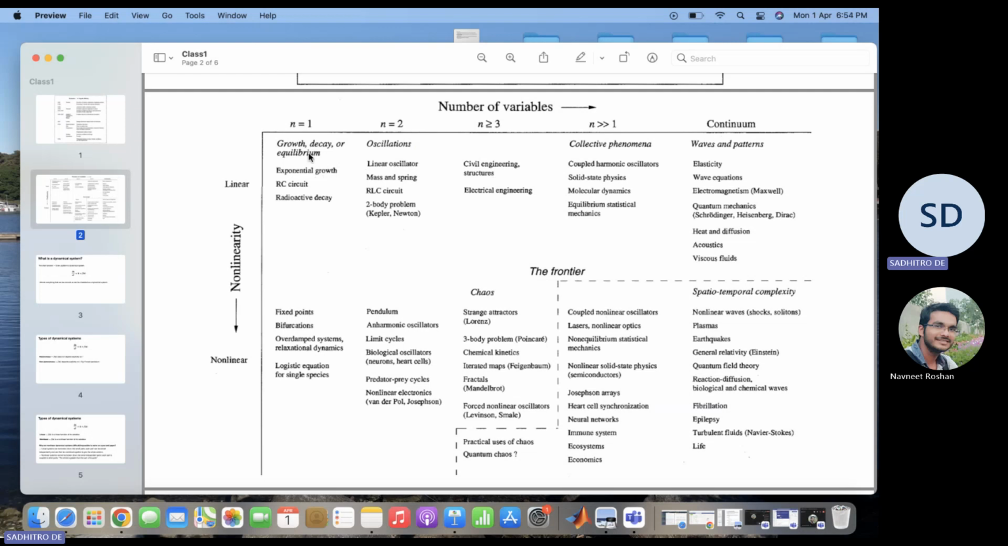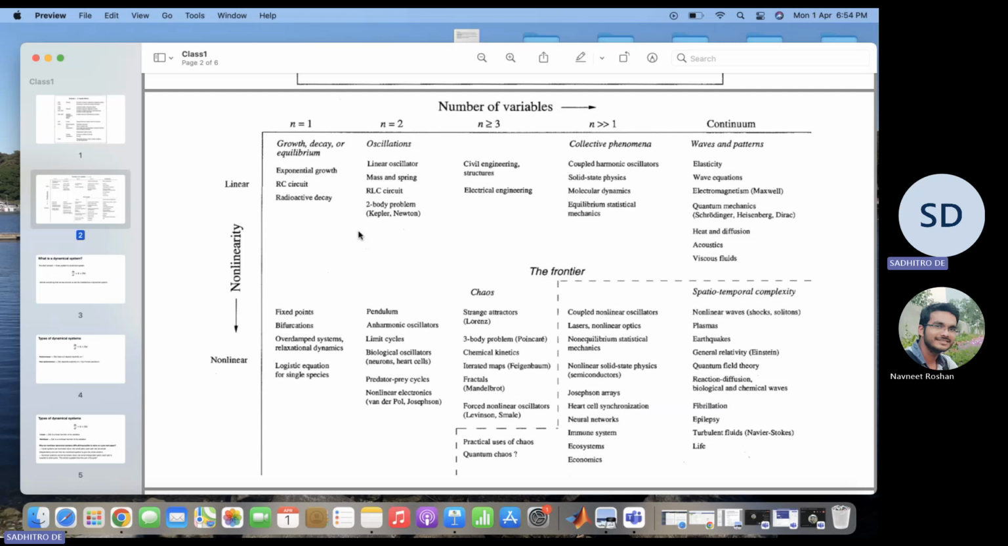For an n equal to 1 system, for example, you have exponential growth or exponential decay, like radioactive decay. In today's lecture we will see that one-dimensional systems can exhibit fixed points which can be stable and unstable, and there can be bifurcations, which we'll see in the next class also. We will also give examples of where one-dimensional systems can be used for modeling real world systems, for example in population growth, in electrical circuits, in chemical reactions, and so on.